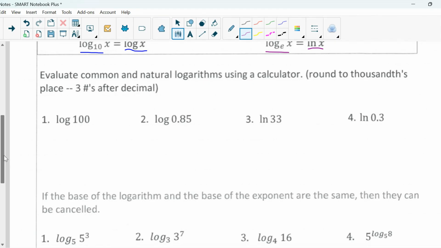For the first one here, I have the common log of 100. I know that this means the same as log base 10 of 100. It's interchangeable. I could calculate this out, but like I said, we can also use our calculator, the log key. I suppose I can pull mine up.